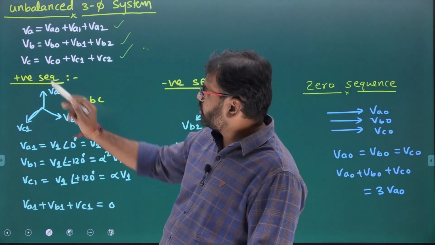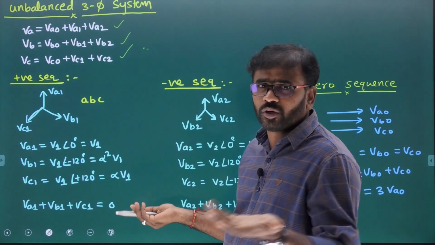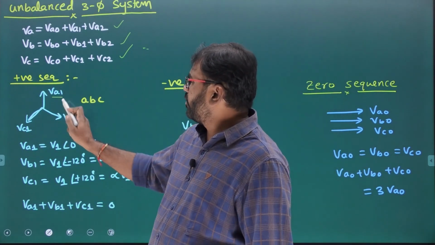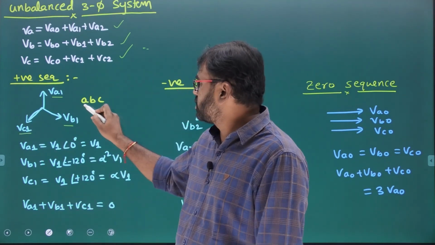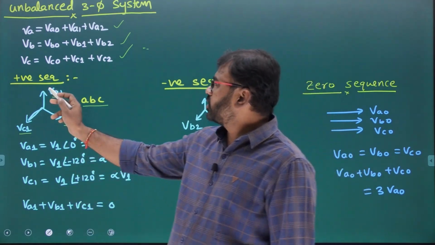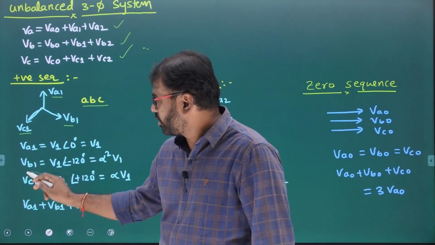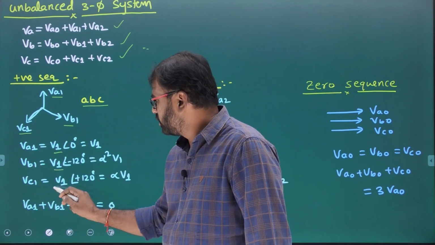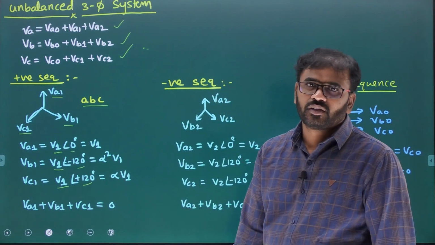If it is a positive sequence, the positive sequence consists of how many phasors? 3 phasors, maybe voltage or current. So VA1, VB1 and VC1. Why am I saying it's a positive sequence? Since it follows the ABC sequence, that is the original sequence. So a positive sequence consists of 3 phasors equal in magnitude. If you see VA1, VB1, VC1, the magnitudes are the same, but the phase displacement is 120 degrees. Clear?